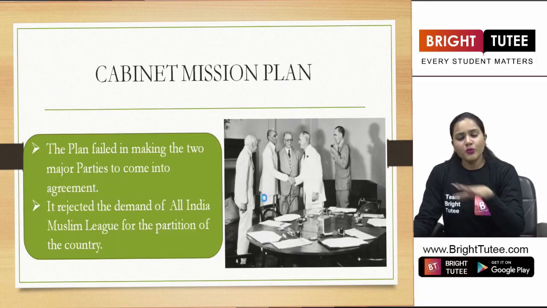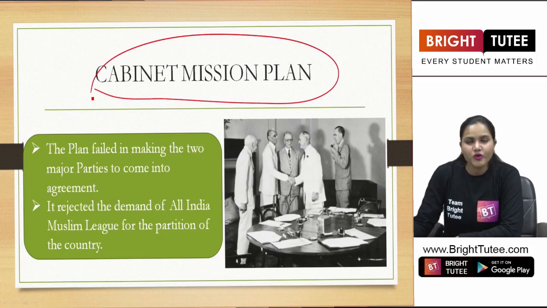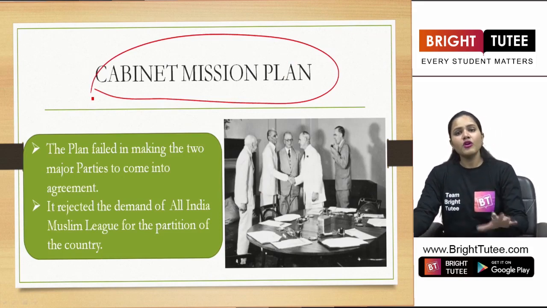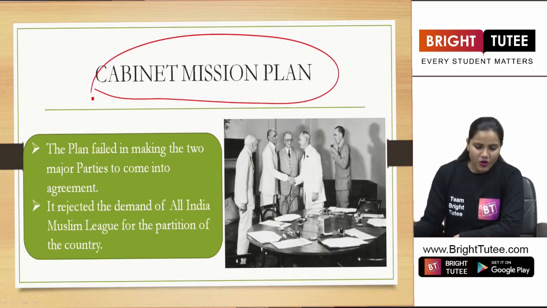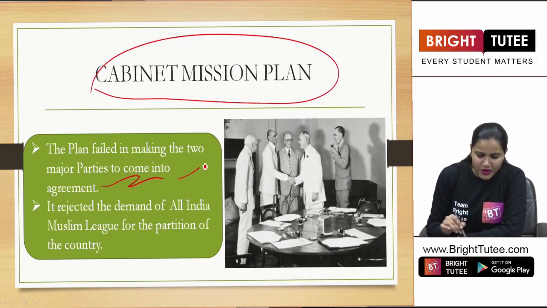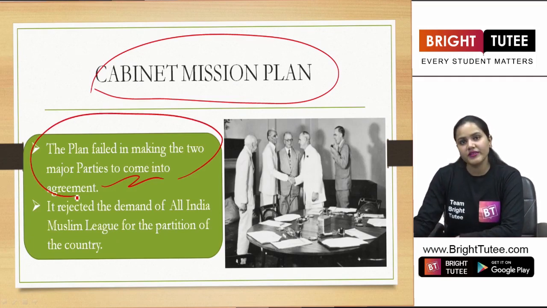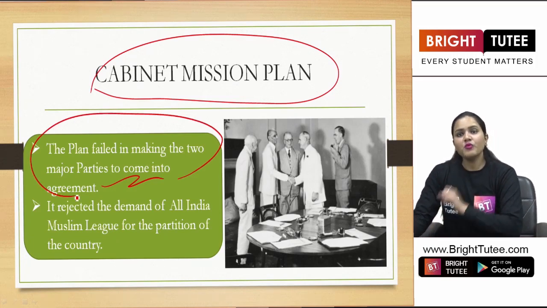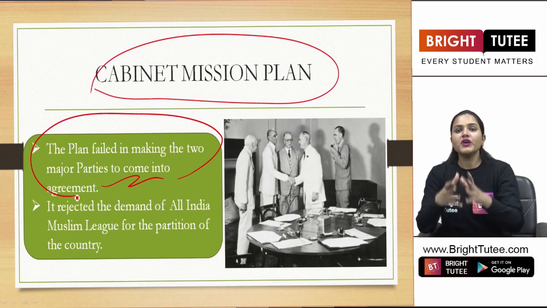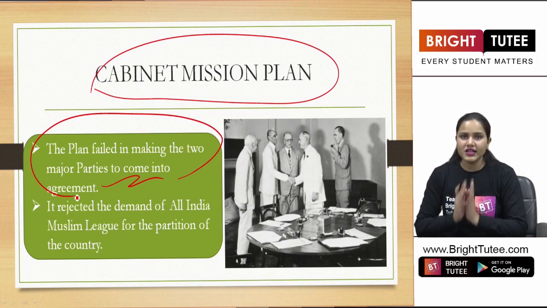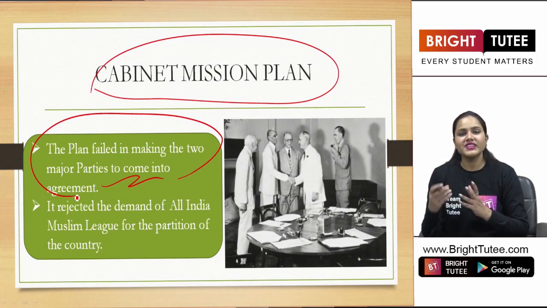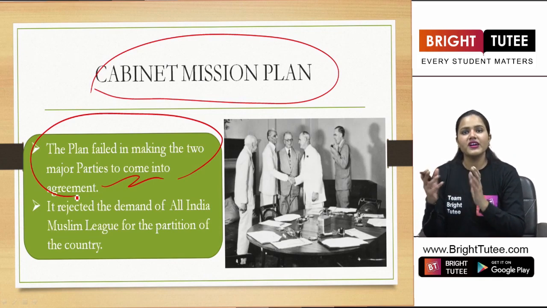Here we are seeing that when the mission had its own proposals, the two parties we are talking about, the Congress Party and the All India Muslim League, were not coming to an agreement. The Cabinet Mission wanted these two parties to come to an agreement and finalize one final plan for the whole country. But was it possible, students? No, because each of these parties had their own ambitions and their own aims for their country.